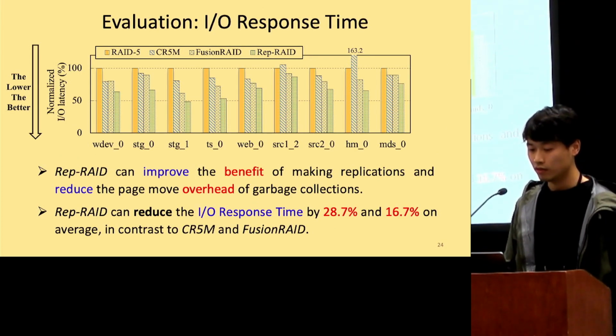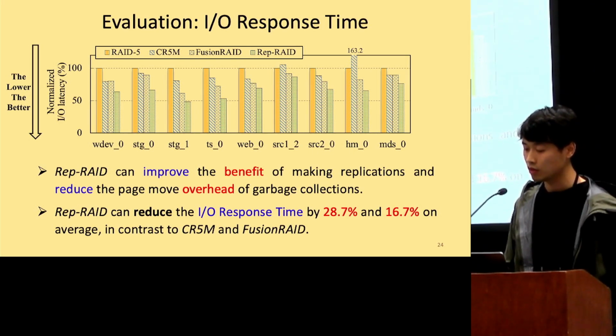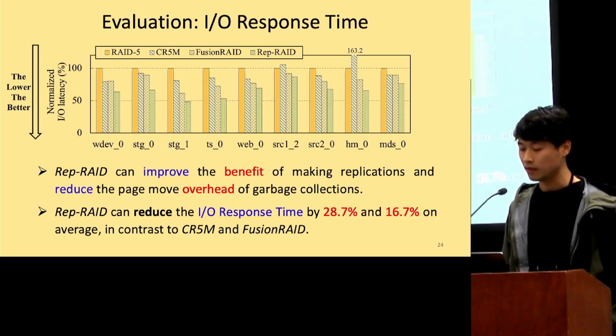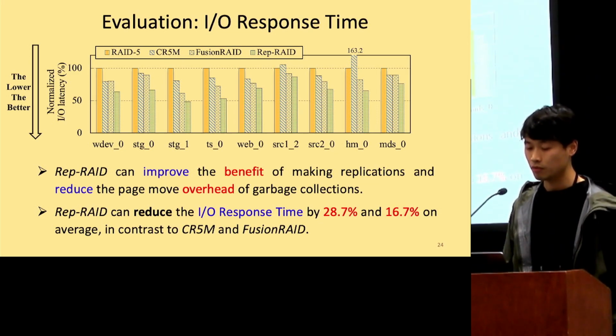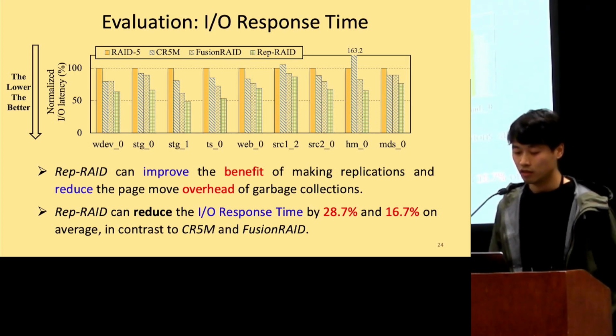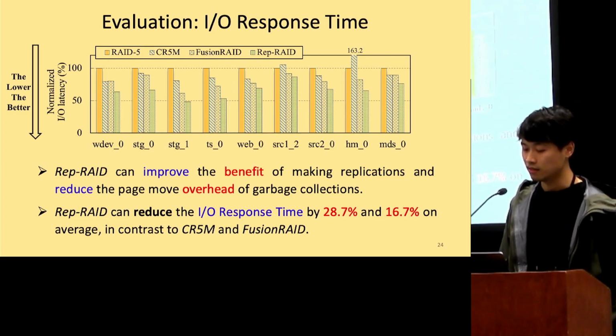In the evaluation results, we show 3 main results. First is the I/O response time. In this figure, the y-axis represents the normalized I/O response time, and the lower the better. Because our proposed RepRAID can improve the benefits of making replication and reduce the page move overhead of garbage collection, our proposal can reduce the I/O response time by about 28% and 60% on average in contrast to the 2 related works.